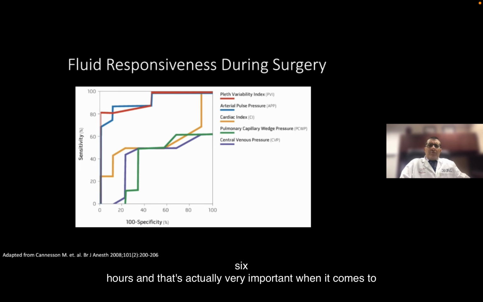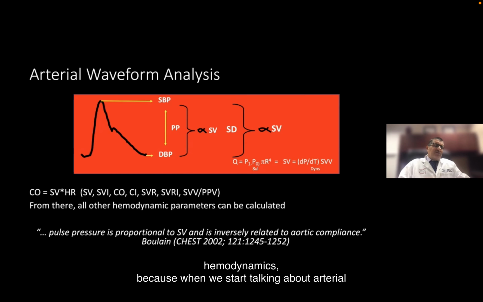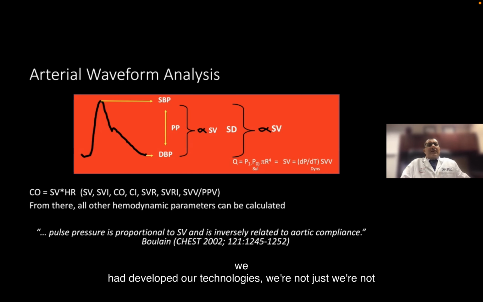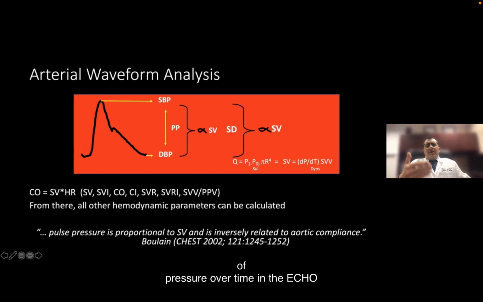That's actually very important when it comes to hemodynamics, because when we start talking about arterial waveform analysis, which is really a very incredible event, and as we develop our technologies, we're not just able to see the area under the curve, which we have always classically talked about with the SVV, but we've also learned that we can understand the rise of pressure over time, which in the echo world we call dP/dt, which is the contractility.